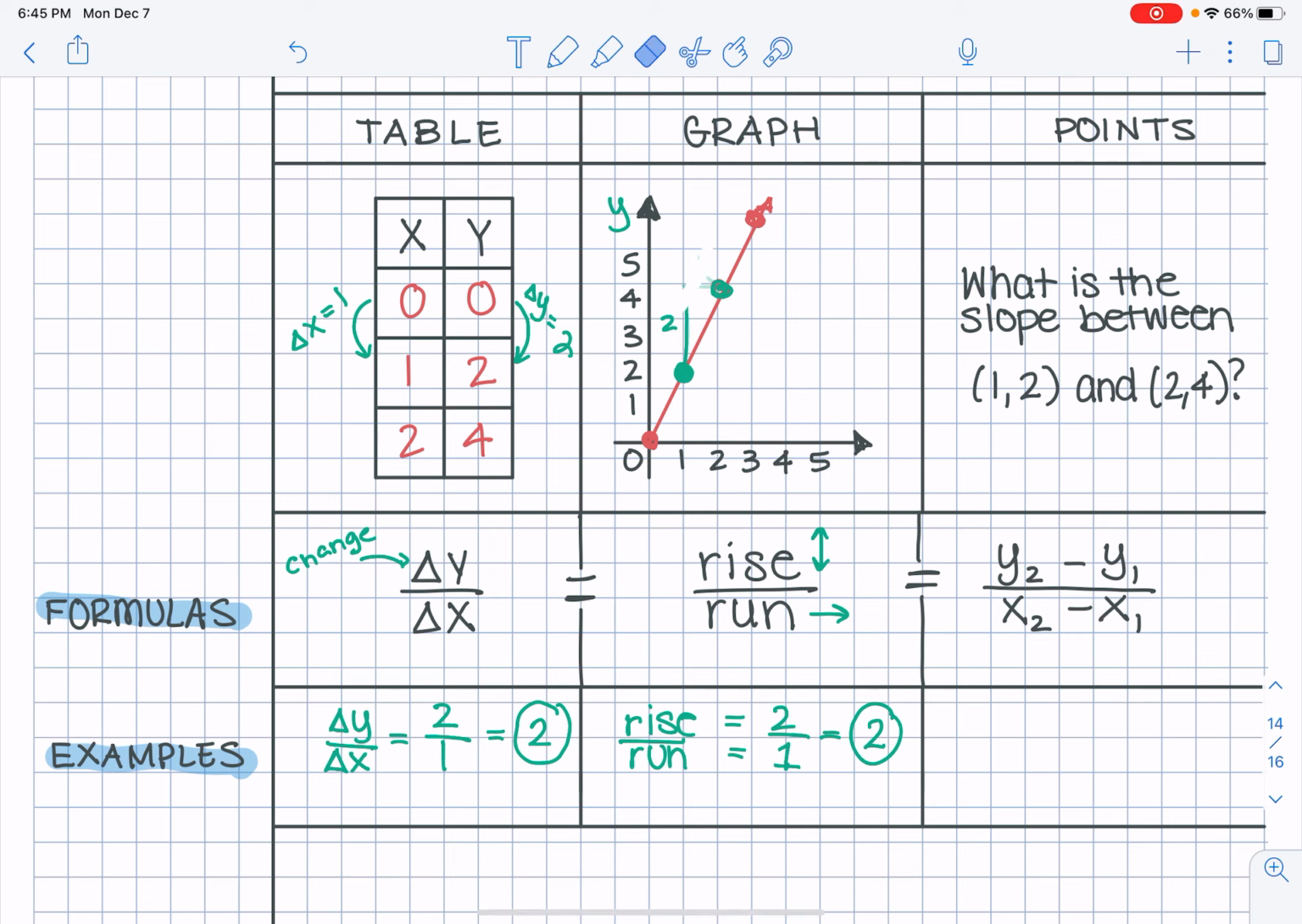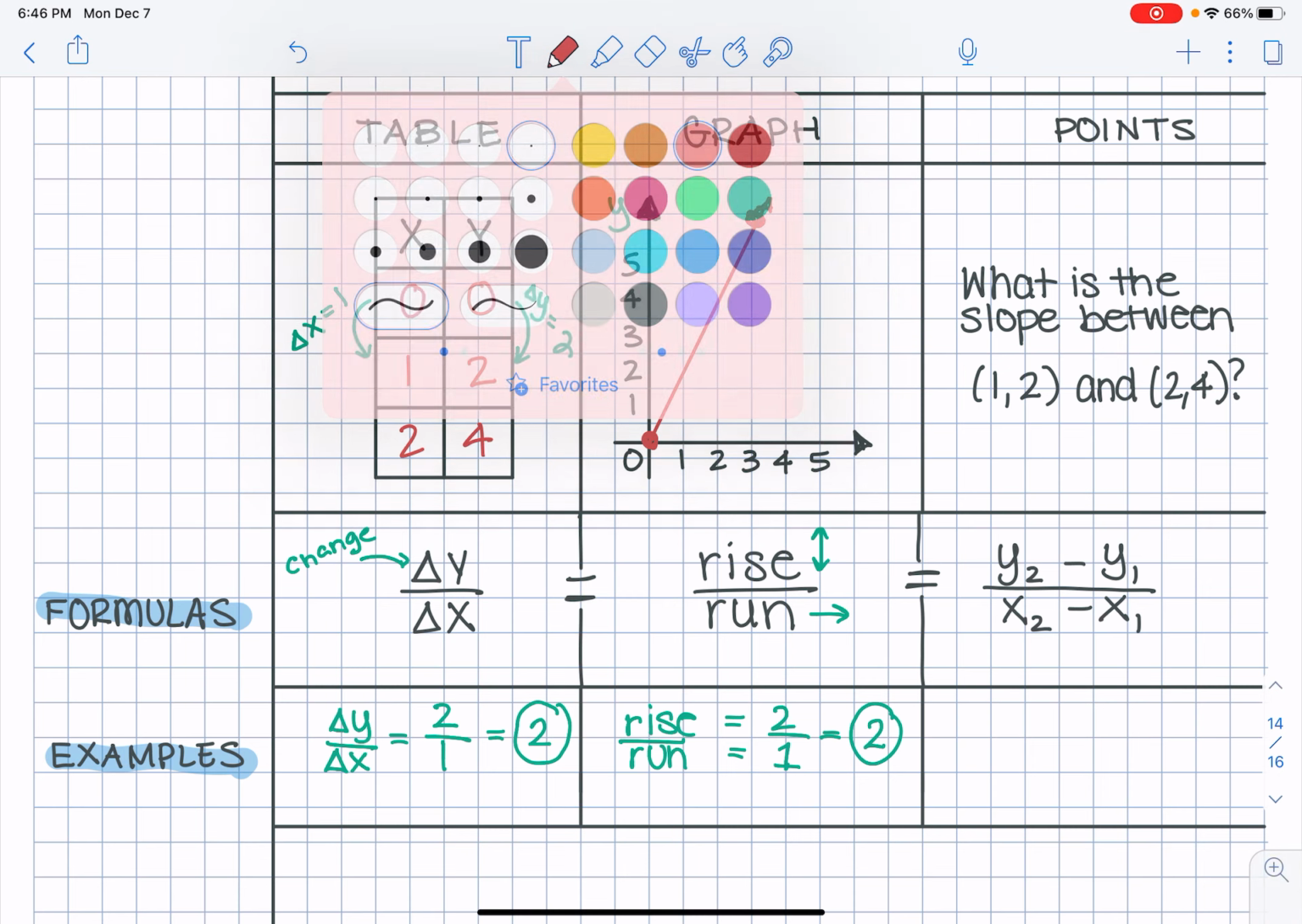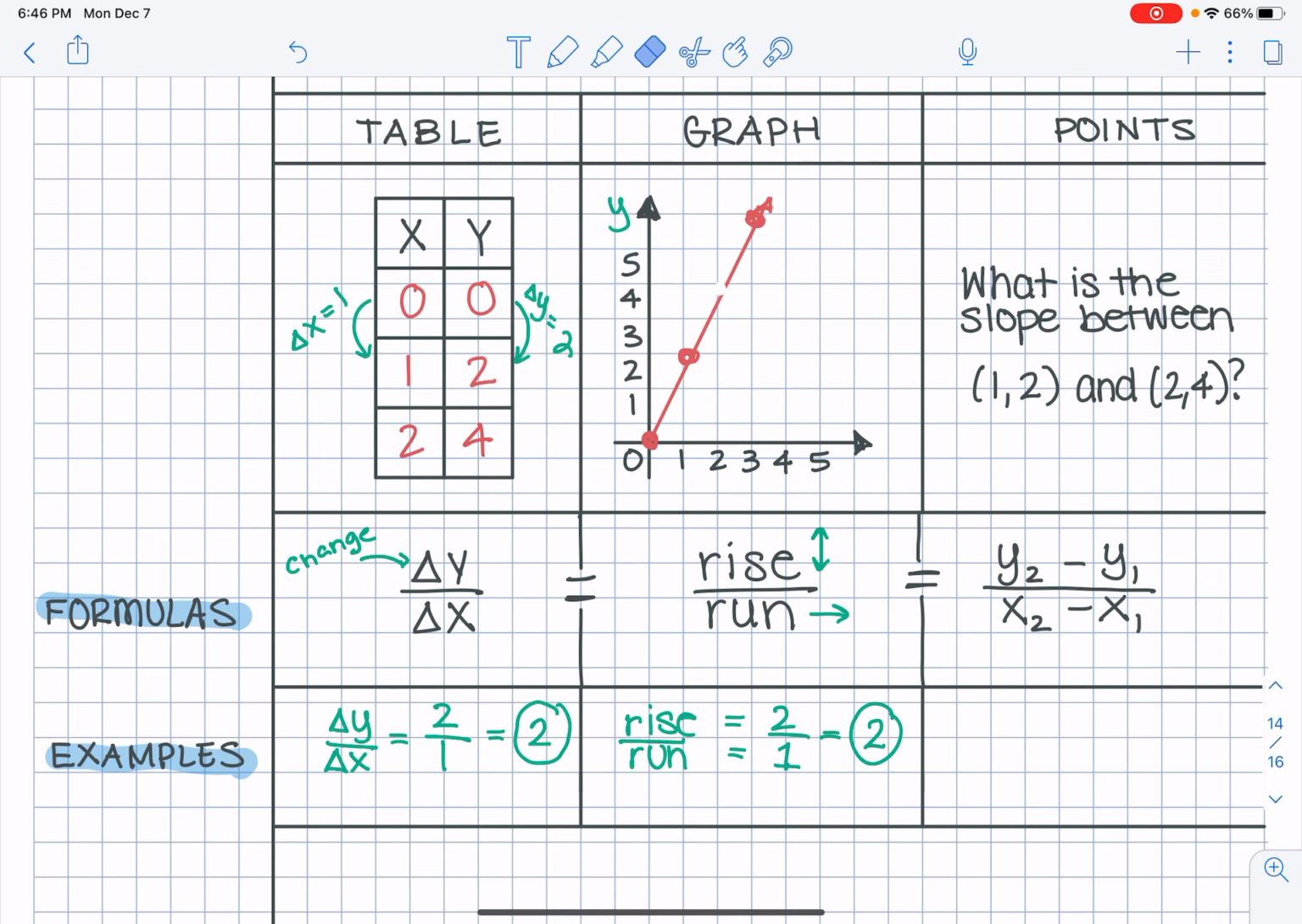If I picked a different point, like let's say I picked, let me draw my points back. Sorry, guys. If I had picked, let's say, this point and this point, my rise, or my change in y, is still 2, and my run, which is my change in x, is still 1. It's always going to be the same, no matter where I am on the line.